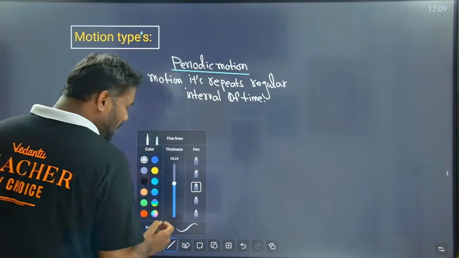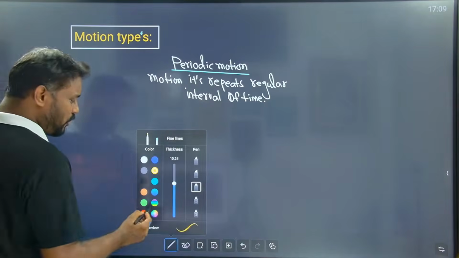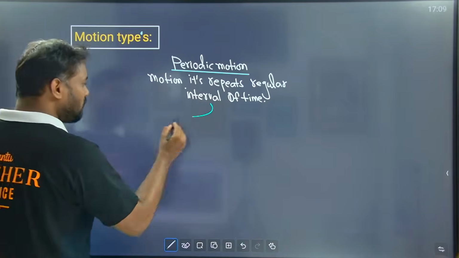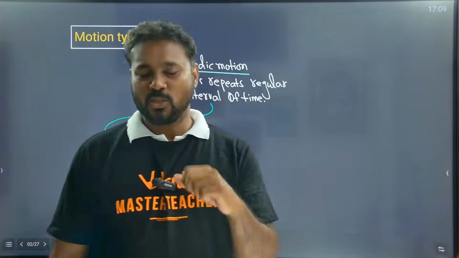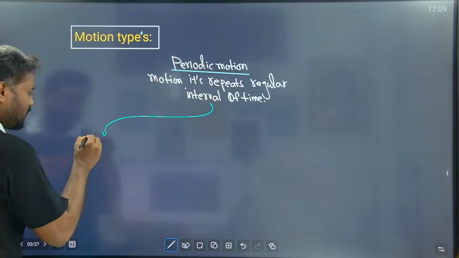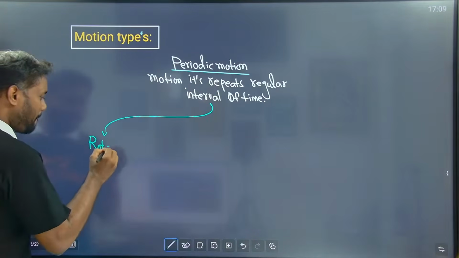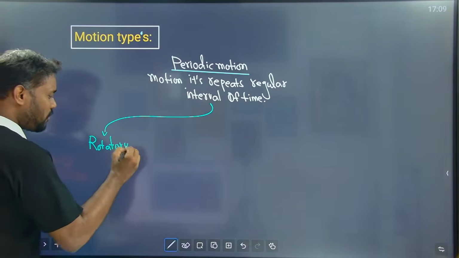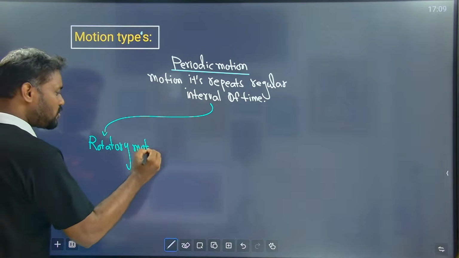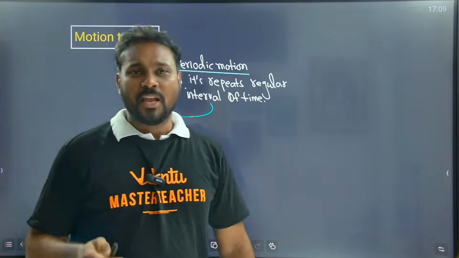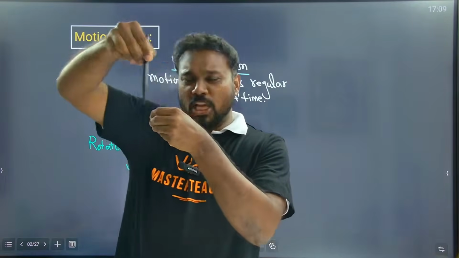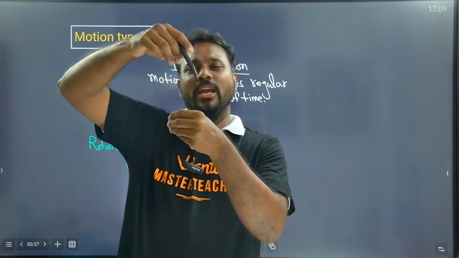In periodic motion, we are going to discuss two types. One is, very important thing, rotatory motion. Suppose I take an example for rotatory motion. So rotatory motion, this is a very important thing, you must know clearly. The example for rotational motion is planetary motion. That is, the earth is revolving around the sun, in a particular orbit.